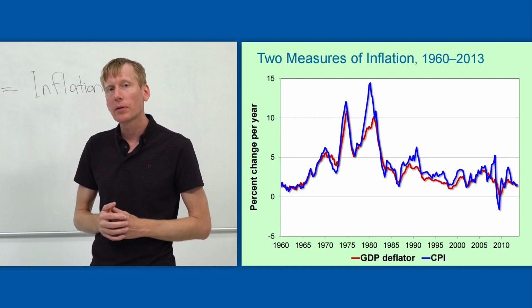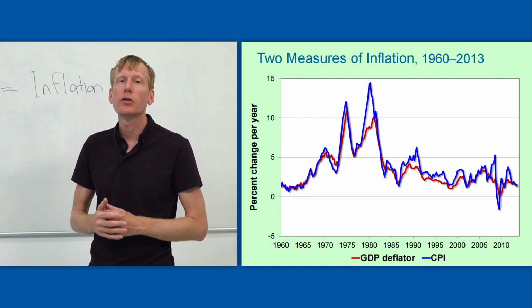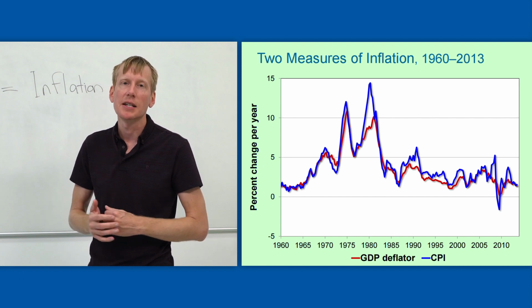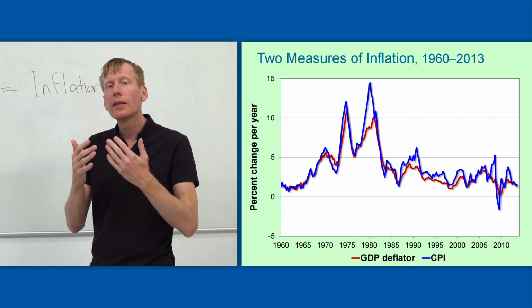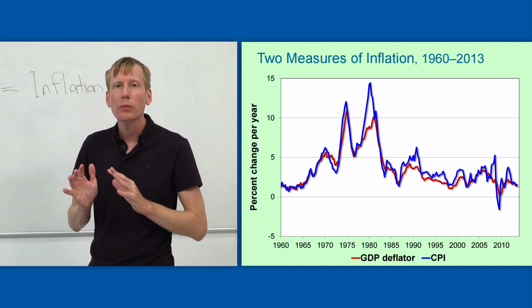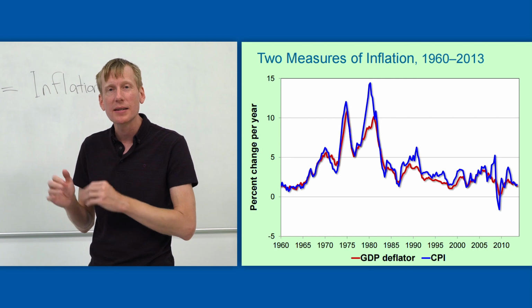You can see in the simple graph that the two do roughly track each other, at least in the case of the United States, over recent economic history. When one rises, the other tends to rise as well. They both reflect the same changing prices.